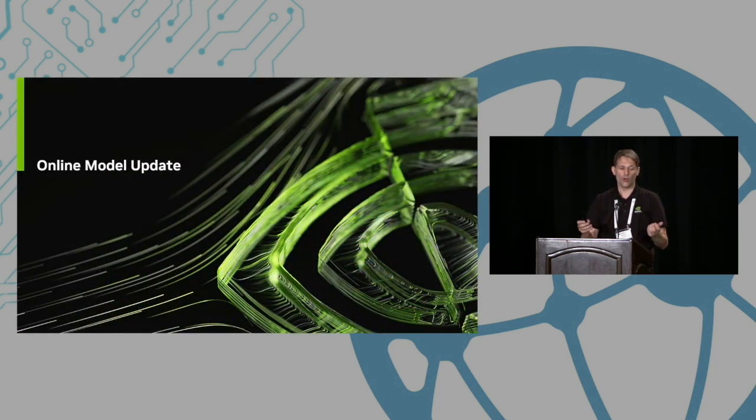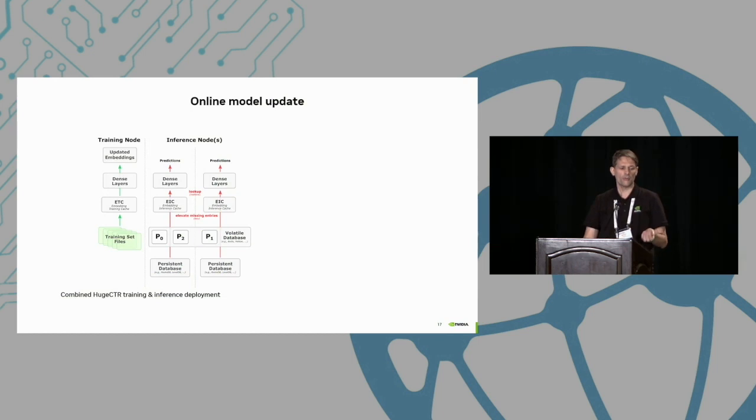Recommendation inevitably alters user behavior, which in turn requires model changes. Therefore, Hierarchical Parameter Server supports online model updating. During online model updating, updates from the training process are directly distributed to inference nodes with zero downtime. For example, here we have a small HugeCTR deployment with a training node on the left and a redundant inference deployment with shared VDB on the right.